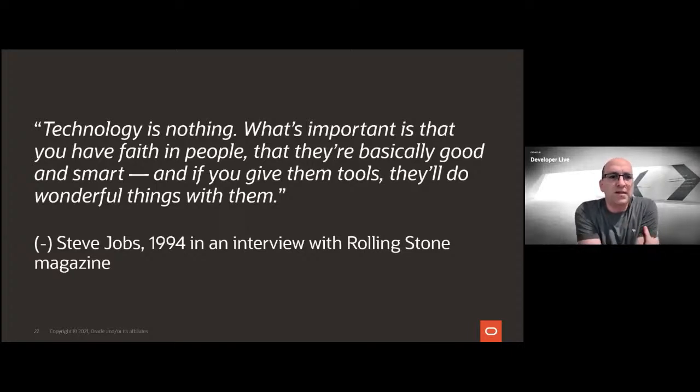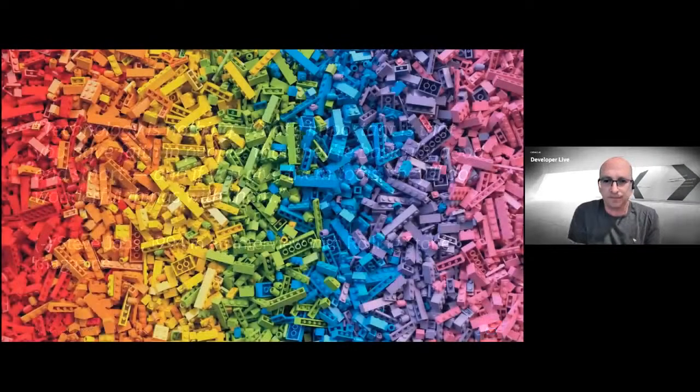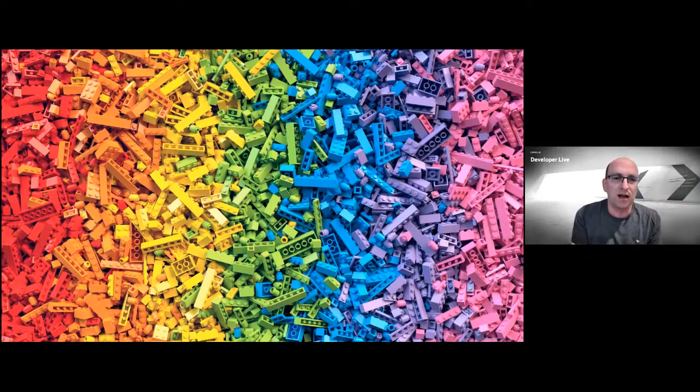Have faith in people. They're basically good and smart, and if you give them tools, they'll do wonderful things with them. And honestly, I think this is the crux of the problem. In the space of AI and machine learning, in most cases, we have tools. The AI and machine learning services that we have out there are basically designed as a set of building blocks. Now, if you are very smart and creative and you have a lot of time on your hands to experiment and try, you can build beautiful things. You can build magical things.